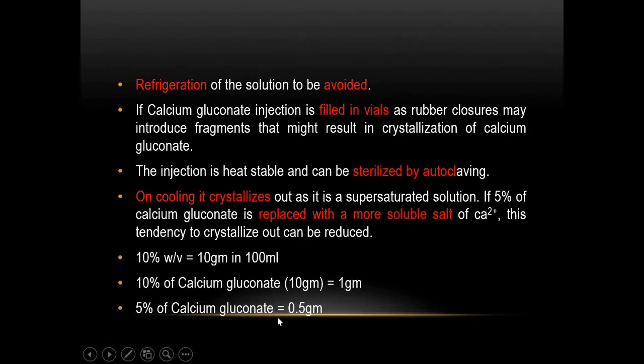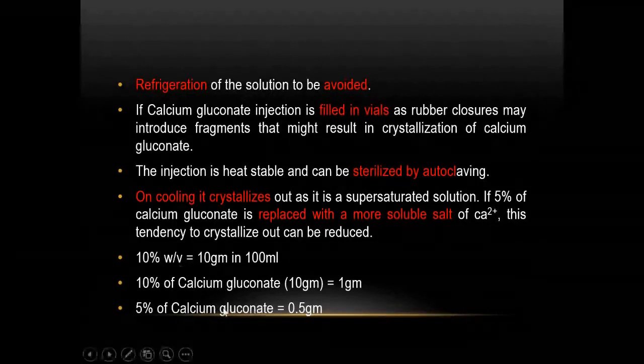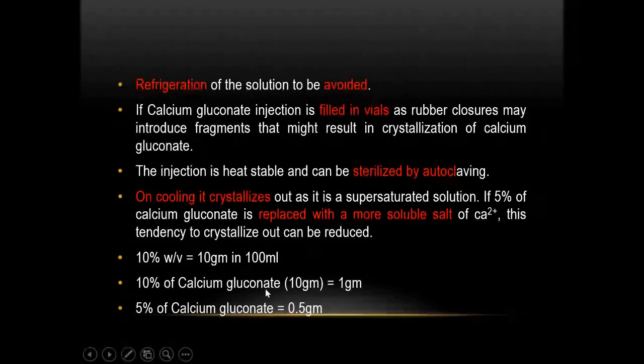So this 0.5 gram of calcium gluconate we have to replace with the more soluble salt, that is calcium disaccharide. I hope your doubt might be getting clear कि how much quantity of calcium gluconate we have to replace with the calcium disaccharide so that we can prevent the supersaturation and ultimately the crystallization.